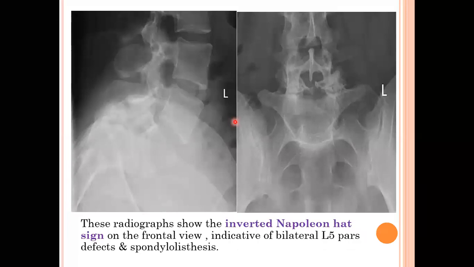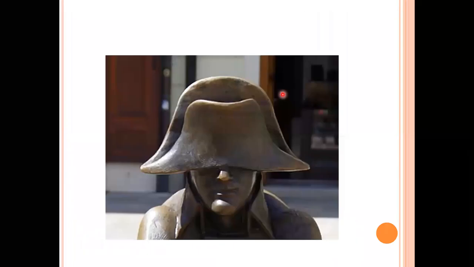This radiograph shows the inverted Napoleon hat sign on the frontal view, indicative of bilateral L5 pars defect and spondylolisthesis. On frontal X-ray of the sacrum, this is the inverted Napoleon hat sign. This is the Napoleon hat, and on this side it is inverted.